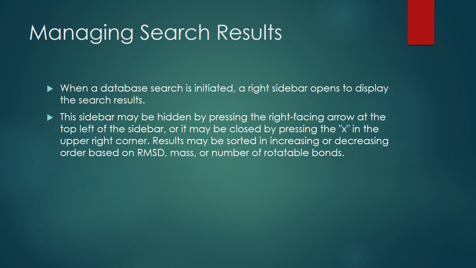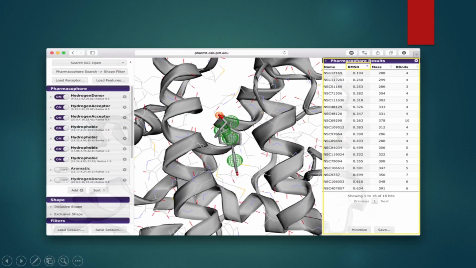Results may be sorted in increasing or decreasing order based on RMSD, mass, or number of rotatable bonds. We can also hide or show the sidebar by pressing the X in the top right, and we can sort our results on the basis of RMSD, mass, or number of rotatable bonds in increasing or decreasing order. As this picture shows, when the search is initiated, the results are shown in the right sidebar menu, where we can rank our results on the basis of RMSD, mass, and rotatable bonds.